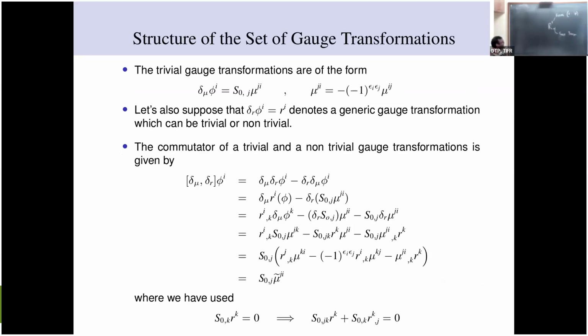Del R phi I is Ri, but it can depend on phi I, so that's why you get some derivative. Then you use this trivial gauge transformation, and if you take this derivative, you use it to replace some terms, and then you can show that in the end it is proportional to this trivial gauge transformation. It utilizes some new quantity, but it satisfies this property.